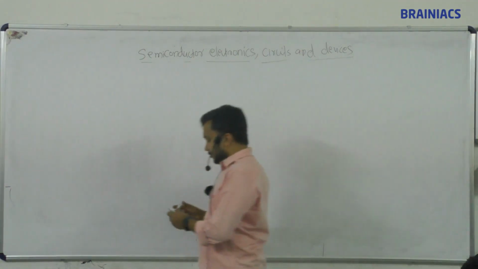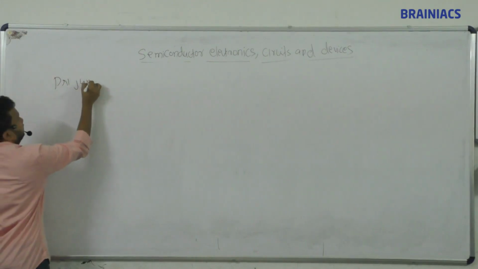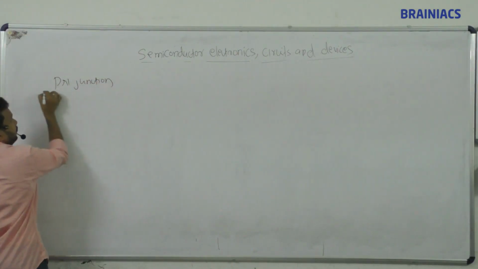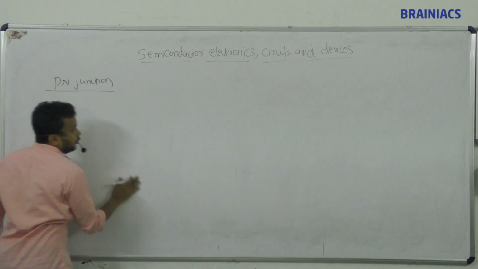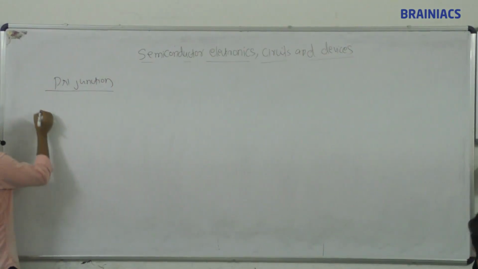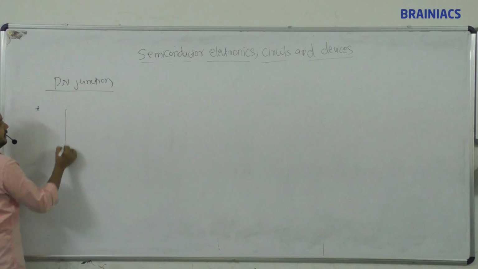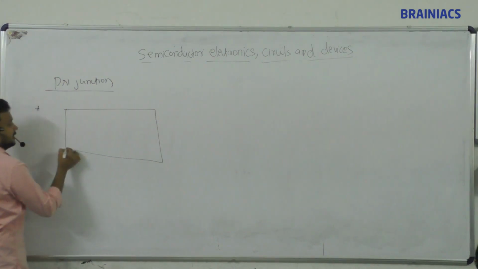You will get one question from this section, sure. PN junction. It was asked in 2021. When a P-type material is connected with an N-type material, then listen to the board carefully, then we will see.